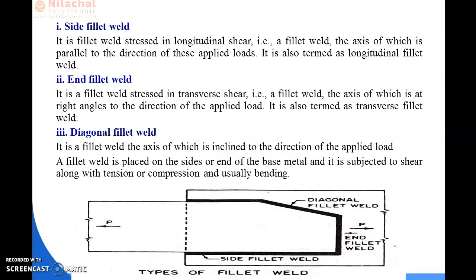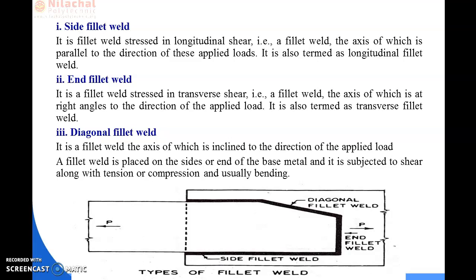So now comes another three types of fillet weld according to the provision of welding in case of plate. The first one is the side fillet weld, the second one is the end fillet weld, and the third one is the diagonal fillet weld. So why is it called a side fillet weld?